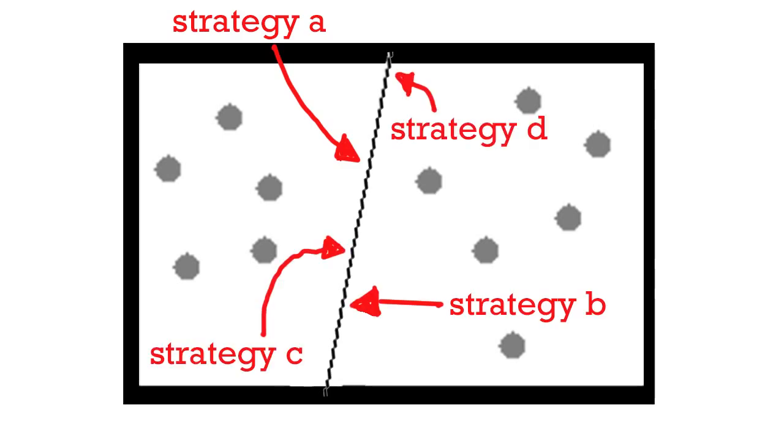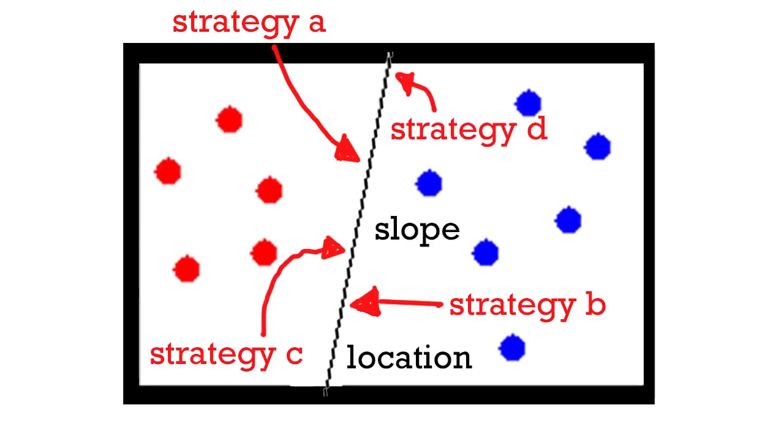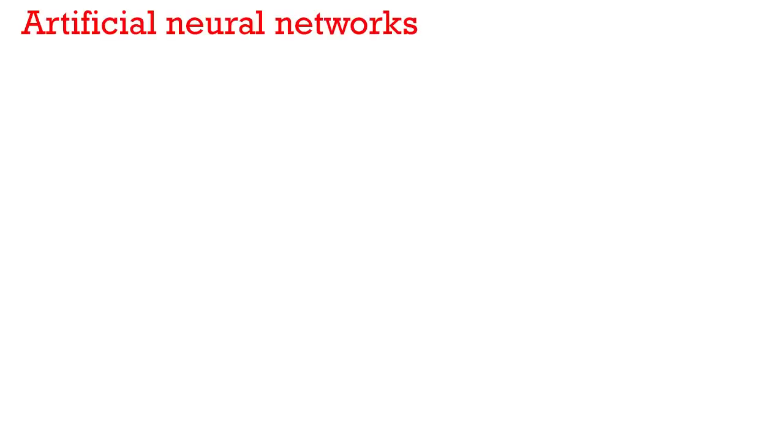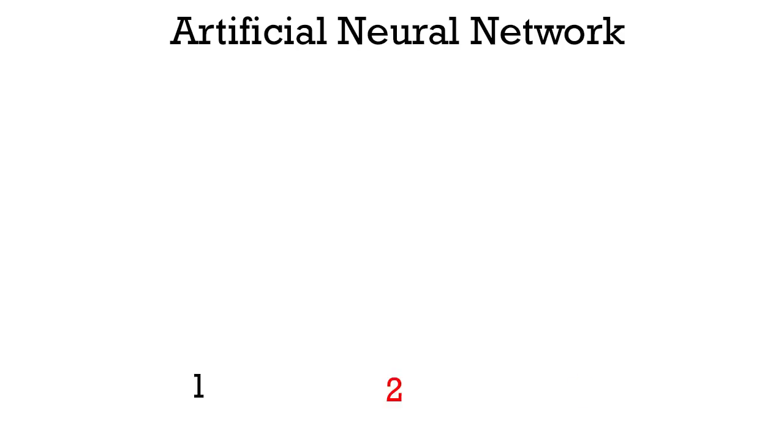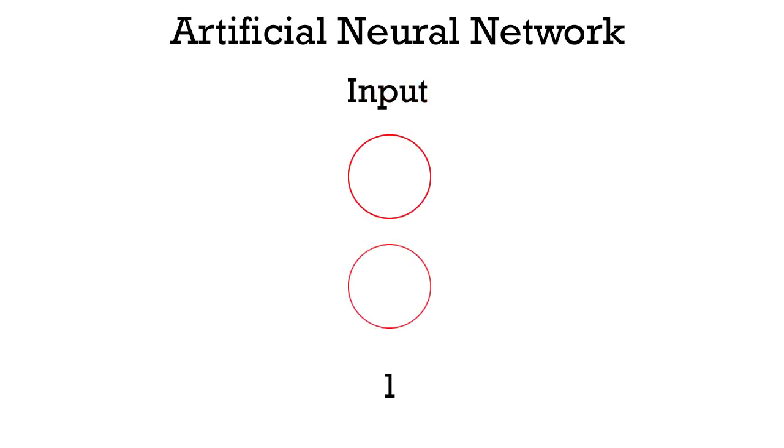There are many different strategies of figuring out the slope and location of the line that is supposed to separate these classes. Artificial neural nets are a very common solution to linear problems. Let's break it down. Every neural network consists of at least 3 layers: an input layer, a hidden layer, and an output layer. The input layer consists of however many inputs you'd like your neural network to consist of.